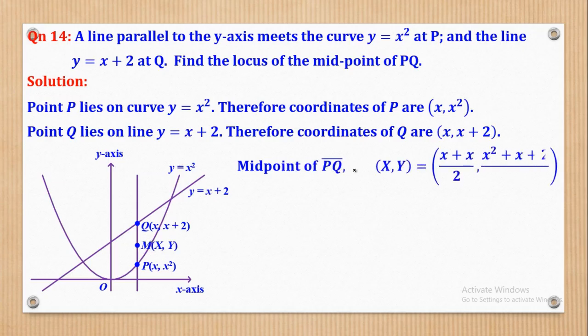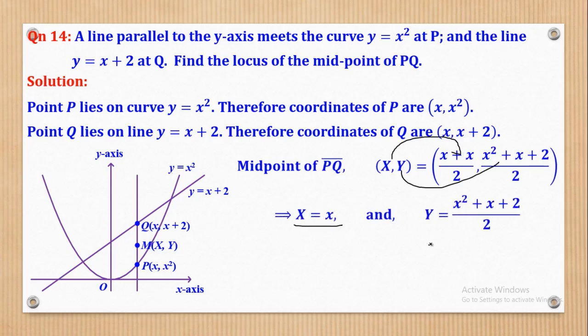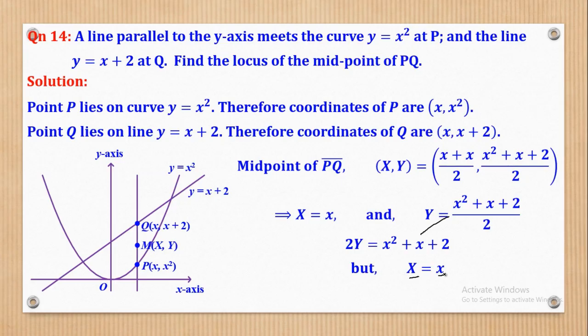Therefore the midpoint of PQ is given by this. Therefore this is equal to this, will come up with this, and this is equal to this, will come up with this. Cross multiply here, I'll come up with that. But I already know that capital X is equal to x. That means that where there is small x, I'll put there capital X to come up with this locus, which is in uppercase letters.